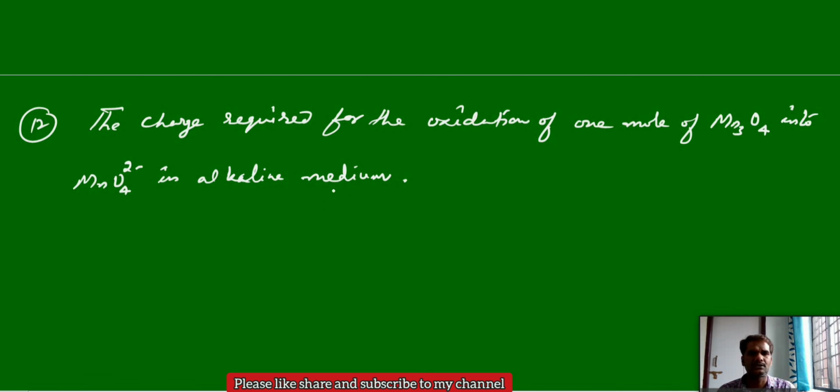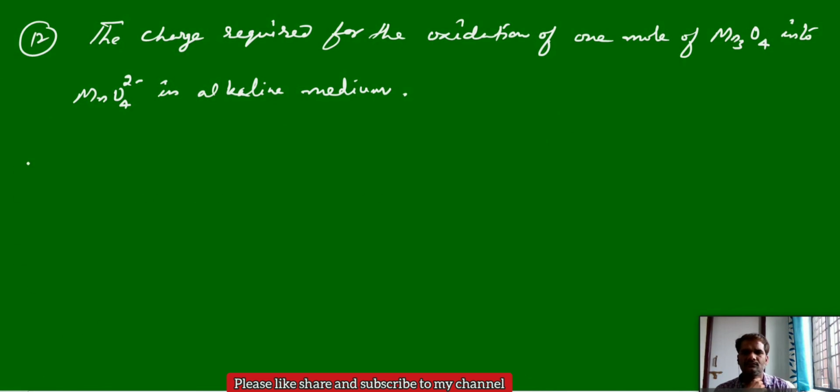This is the question. The charge required for the oxidation of 1 mole of Mn3O4 into MnO4 2- in alkaline medium. This is the solution. Check the equation. Mn3O4 is converting into MnO4 2-. For this conversion, how much charge is required?